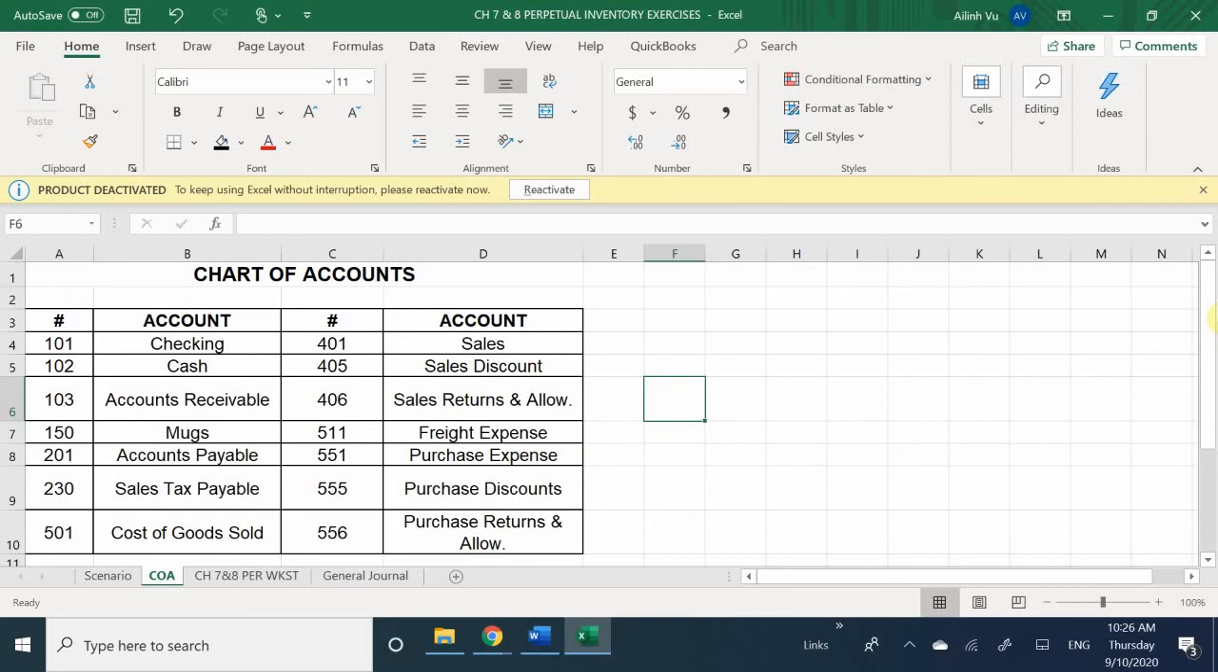Cash is going to be one of them. What else are we going to be dealing with? Accounts receivable? No, because it's cash, so we're not dealing with accounts receivable. Sales, good. Anything else? Sales tax payable? We can't do sales tax payable because we didn't do sales tax. So we don't need sales tax payable. Okay, so what else is there?